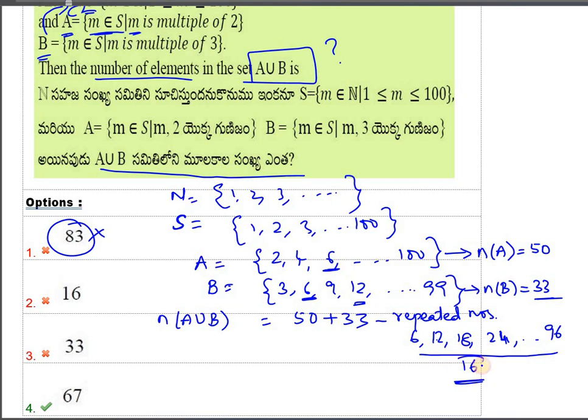So total how many are there? Which are repeated? 16. So 50 plus 33 minus 16 you have to do. If there are no repeated numbers, simply we can add. Because there are repeated numbers, you have to remove them. So 83 minus 16, 67 is the answer.